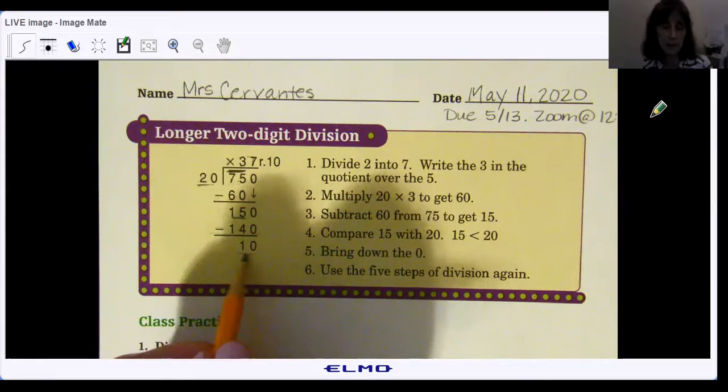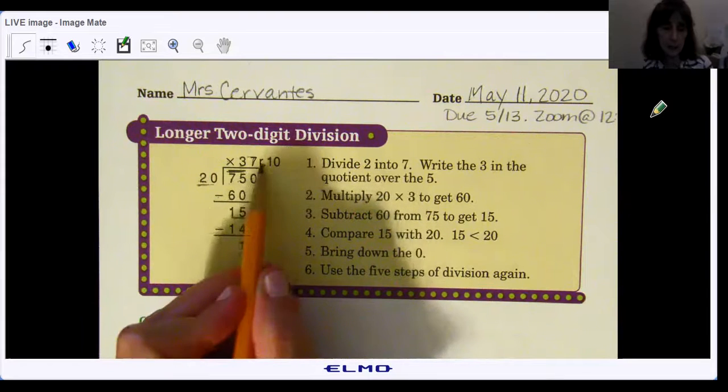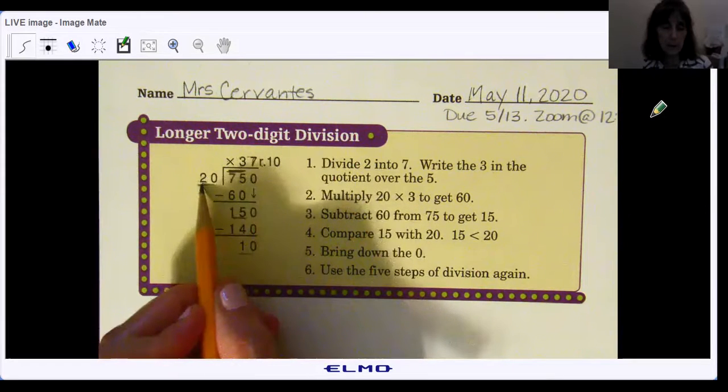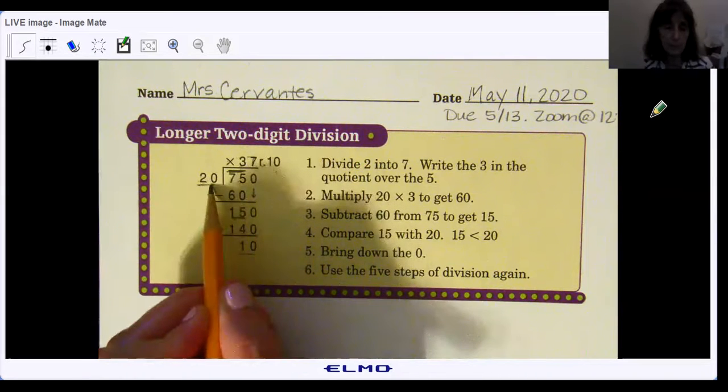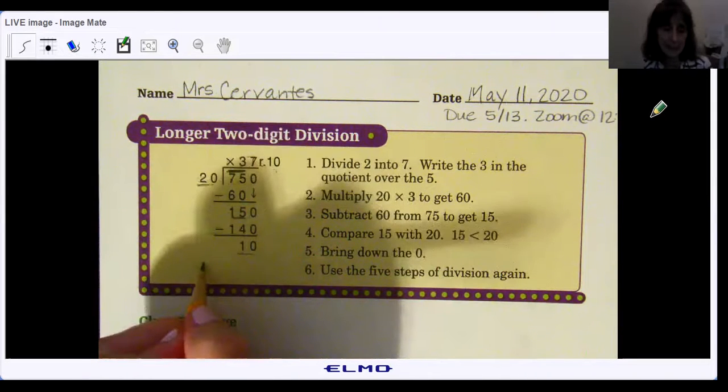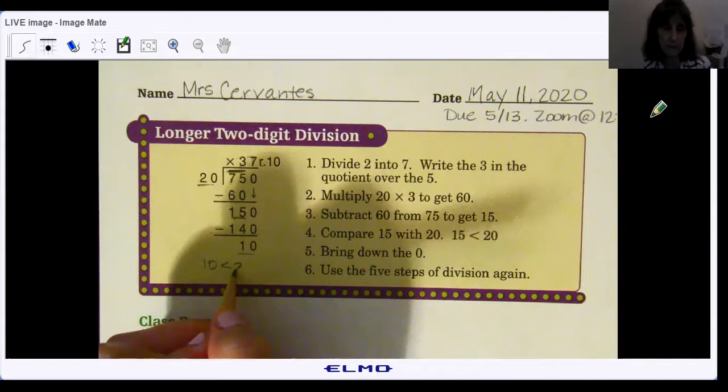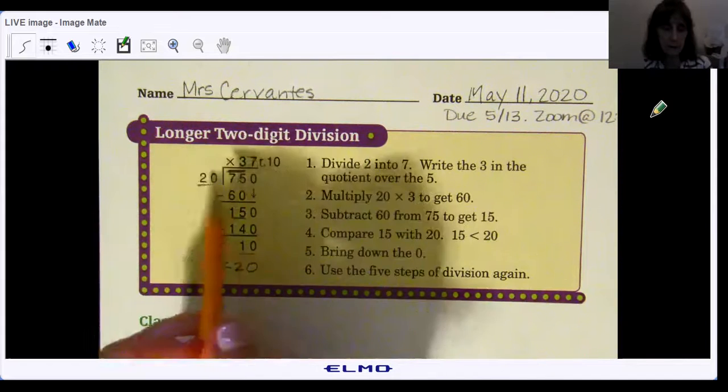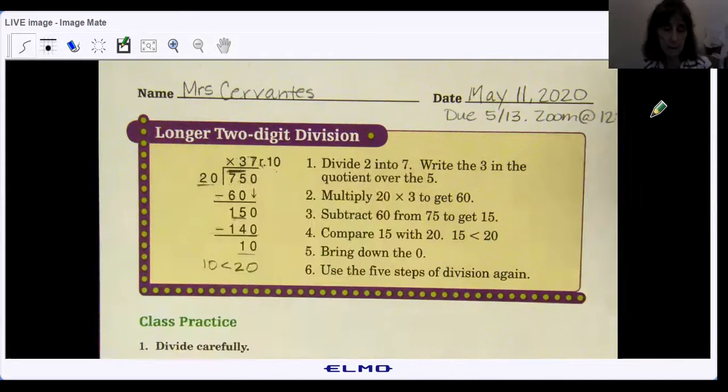All right, so 10 is less than 20, so it can be the remainder. Remember, you can't have it over the divisor. It can't be more than 20. So capital R, 10. Your answer is 37, remainder 10. Right, 10 is less than 20.